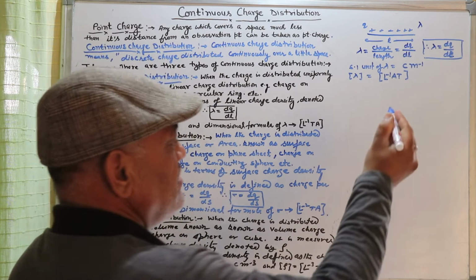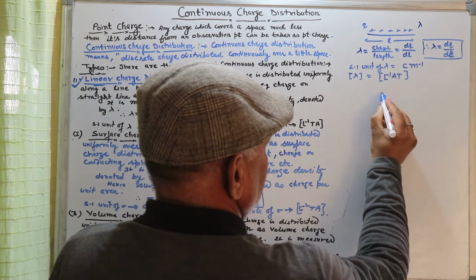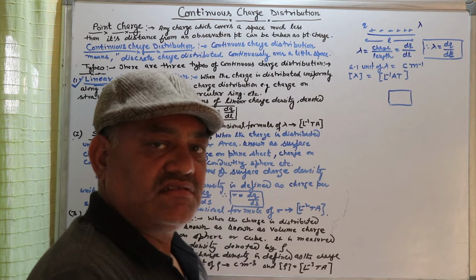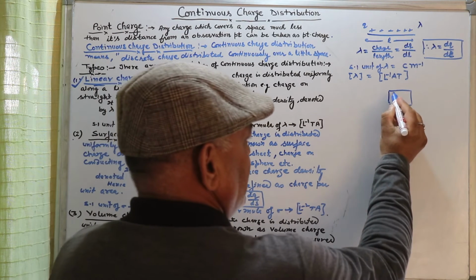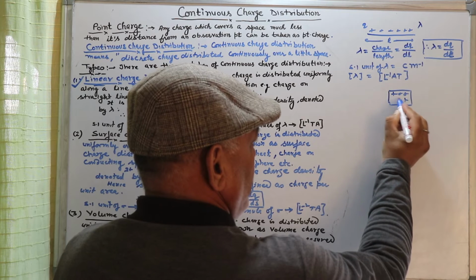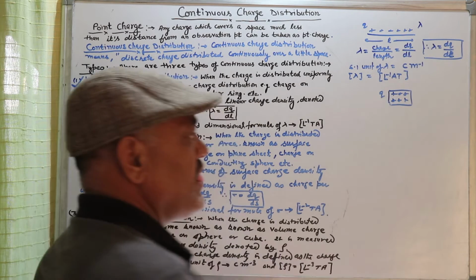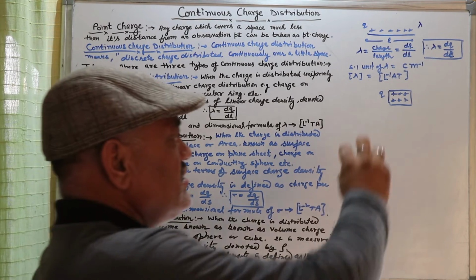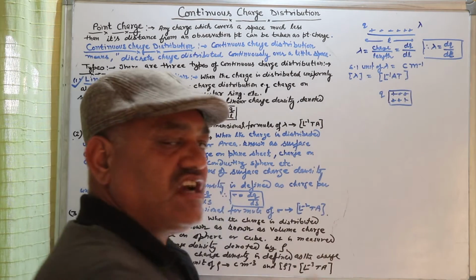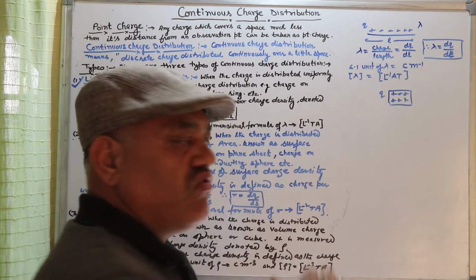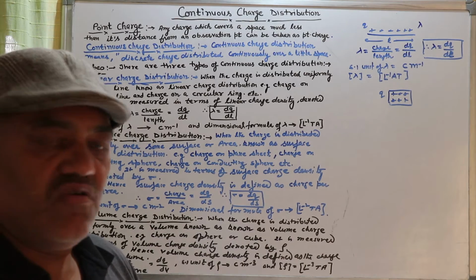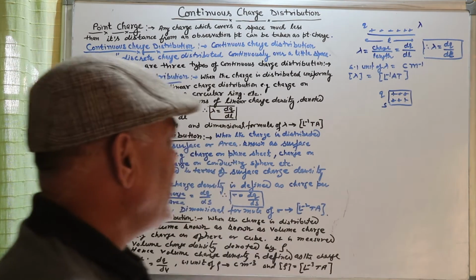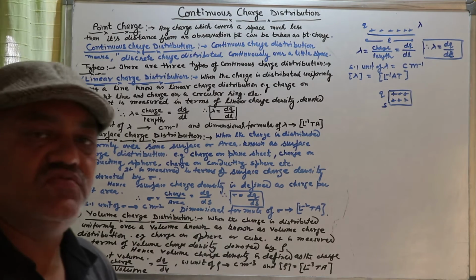For example, this is the plane sheet, a conducting plane sheet, having positive charge Q. Now the positive charge Q is uniformly distributed over this surface S. So it is known as surface charge distribution.